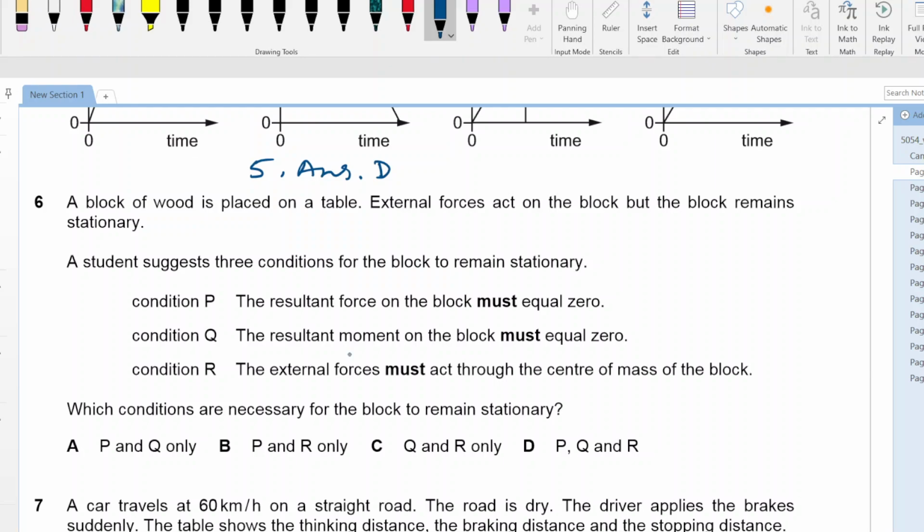From Newton's first law, we know that this condition P is necessary, and resultant moment Q is necessary. Therefore, P and Q only. Number 6, right answer, P and Q only.